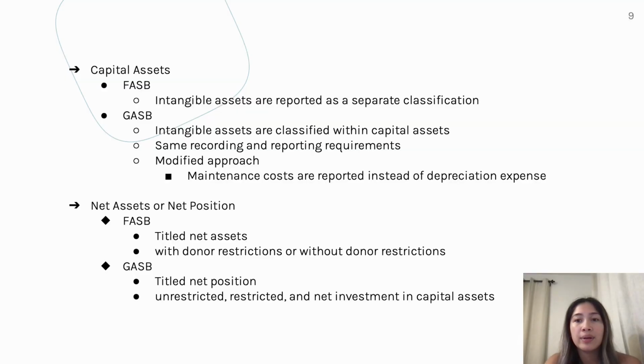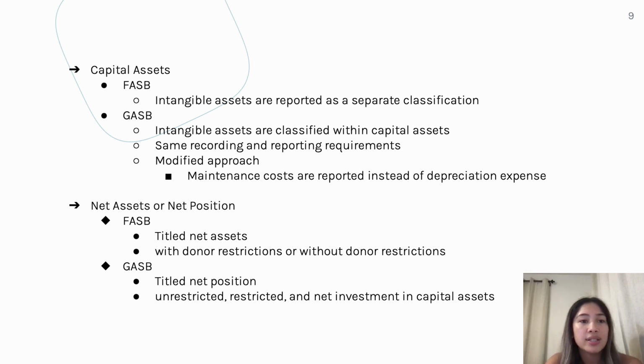Next, we have capital assets. Under the FASB standards, it is required to report intangible assets as a separate classification, whereas GASB standards have intangible assets classified within capital assets. As a result, they both have the same recording and reporting requirements and use a modified approach where maintenance costs are reported instead of depreciation expenses.